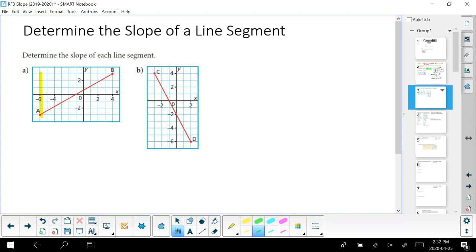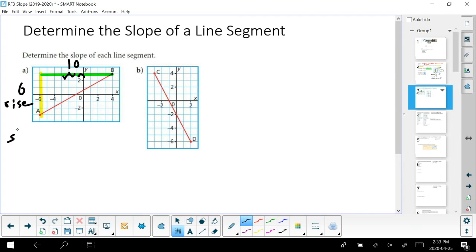And then as we move along, we're going to look at the run. So we're going to go all the way across, and we will notice that we've moved 10 units to the right. So because we moved up 6 units as our rise, our run is 10 units because we're moving 10 units in the positive x direction. So we know that our rise is right here, and this will be our run.